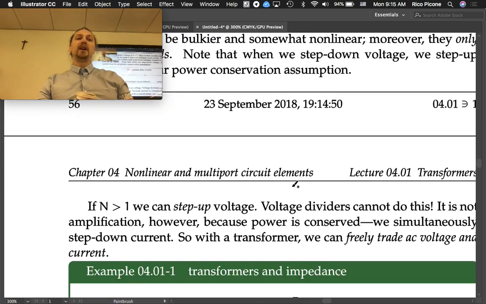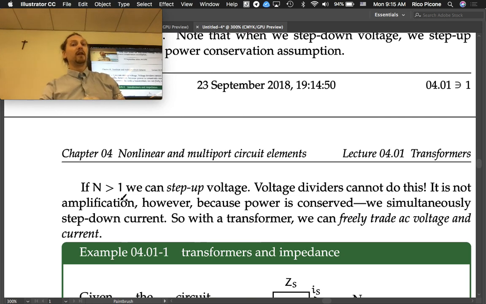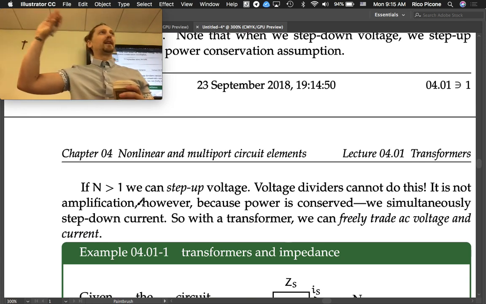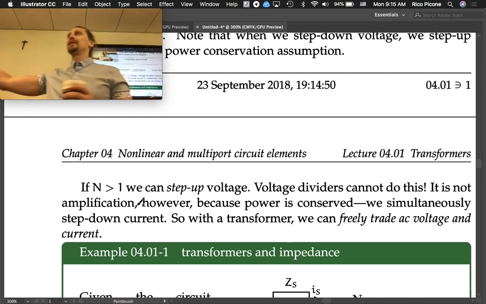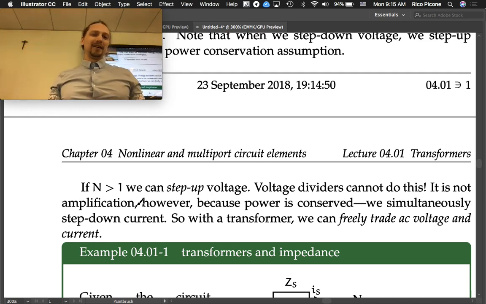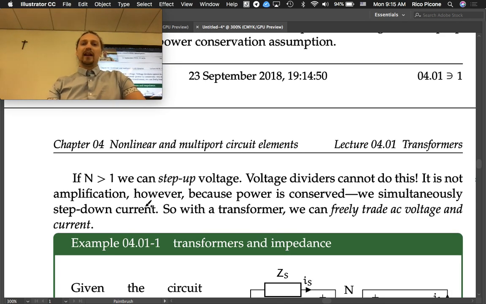Alternatively, if n is greater than 1, we can step up the voltage. So that's new. Voltage dividers couldn't do that for us, right? Voltage dividers could take a fraction of the input voltage and give us an output voltage, but they couldn't give us an increase in the voltage. It is not amplification, however, and this is important, because power is conserved. So we're simultaneously stepping down the current. So we step up the voltage and down the current.